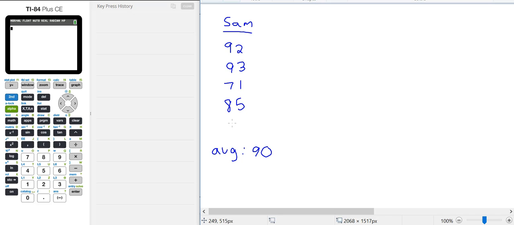So he has 4 tests so far, the 92, the 93, the 71, and the 85, and then he has some test X. We don't know what he got on this test yet. That's the score for his 5th test. So we can set up an equation to solve for what he needs to get on this test. 92 plus 93 plus 71 plus 85 plus X, over 5. That's the average of all of his scores. He wants the average to be equal to 90. And if we solve this for X, we'll be able to see what this 5th score is.